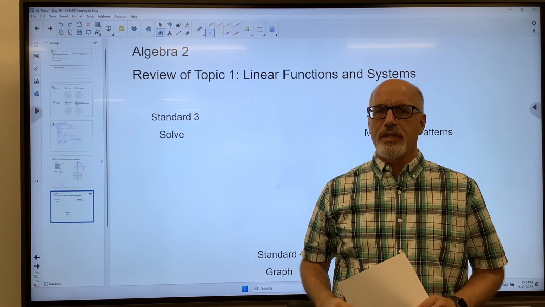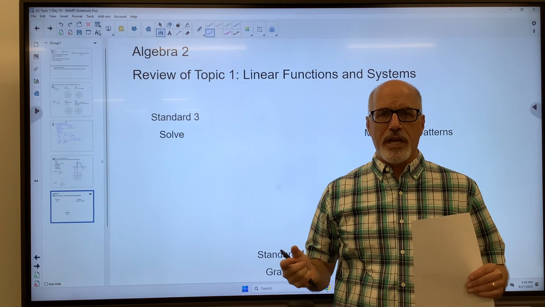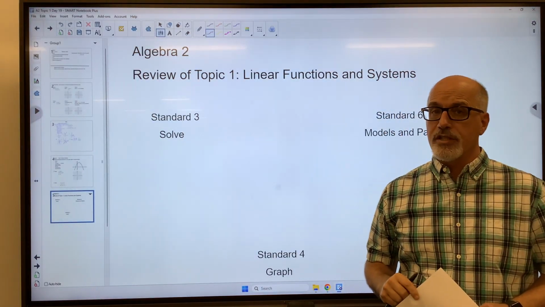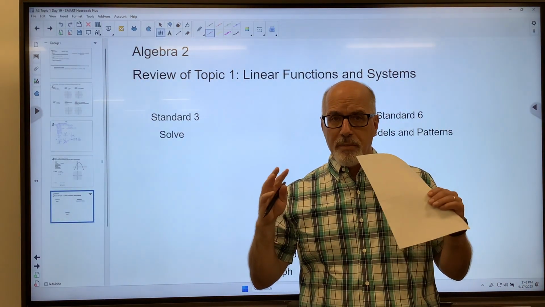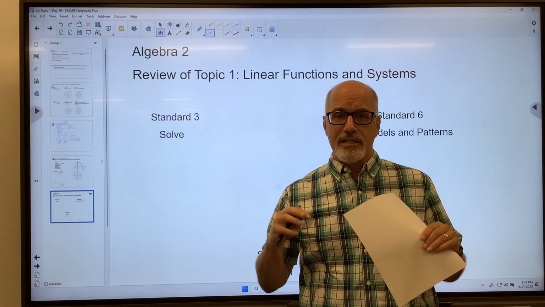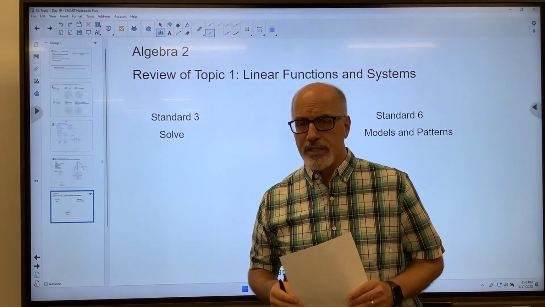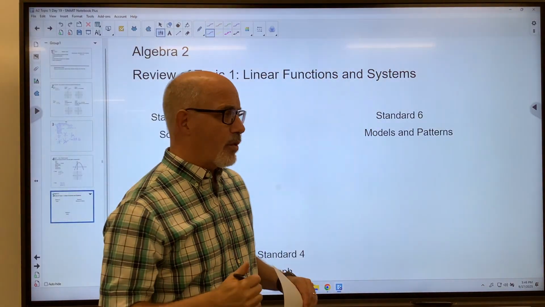We're going to review the topics in this first chapter, which is on linear functions and systems. We're going to go over some of the major ideas and get into some of the details in order to see the big picture of what we've been working on.